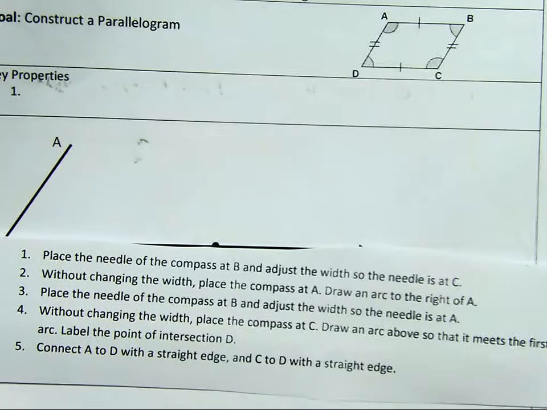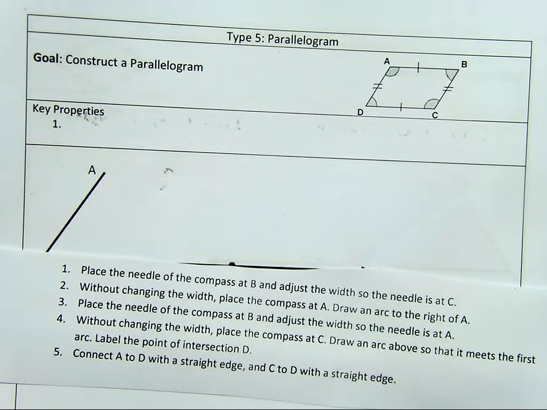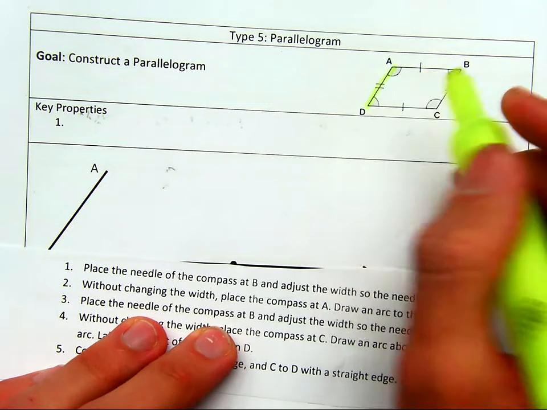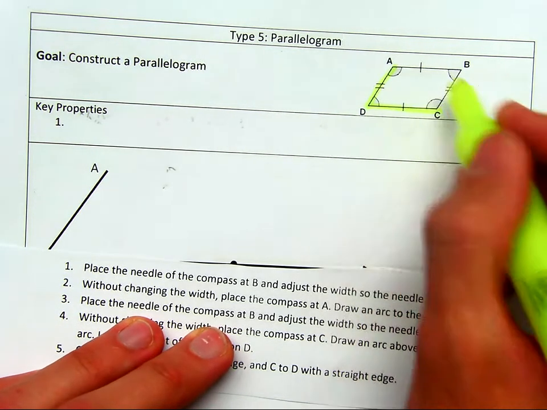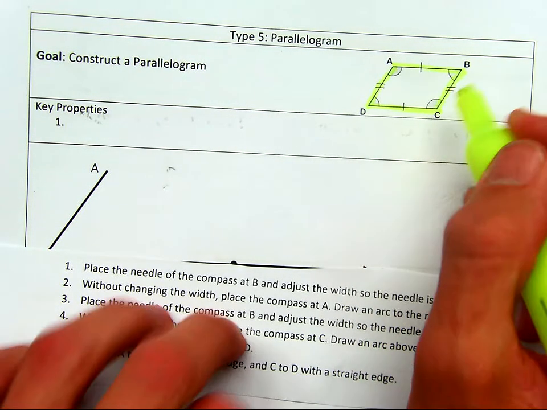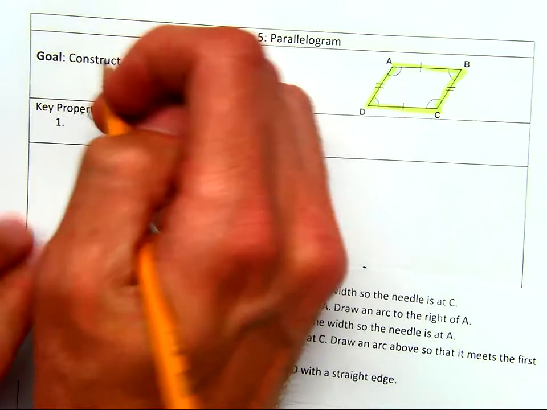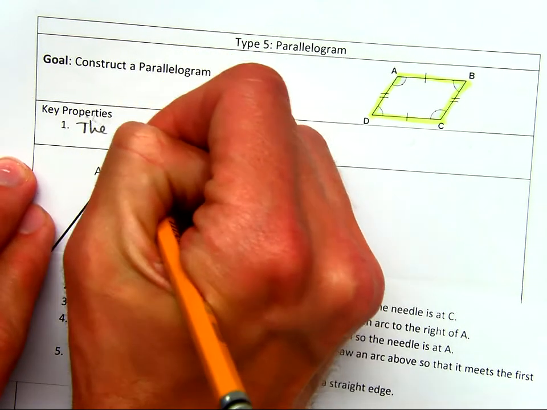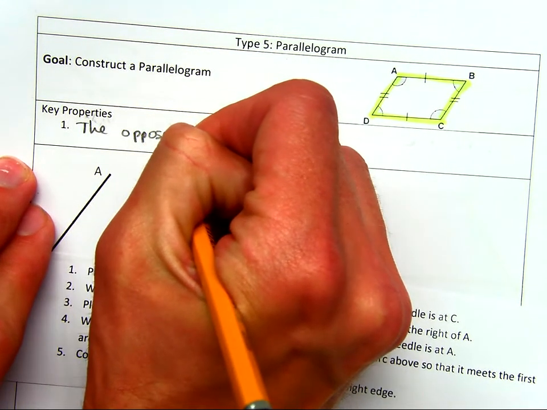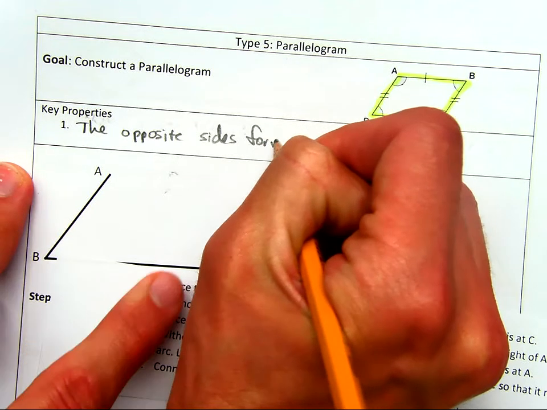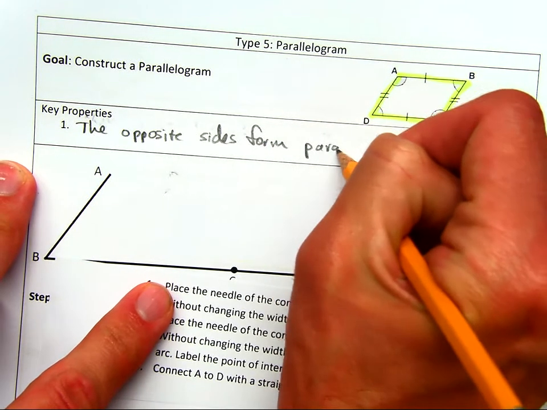Alright, this is construction number 5, and this is called a parallelogram. A parallelogram has 4 sides with just a single property, with some other interesting properties as a result of the single property. Key property: the opposite sides are parallel lines. The opposite sides form parallel lines.